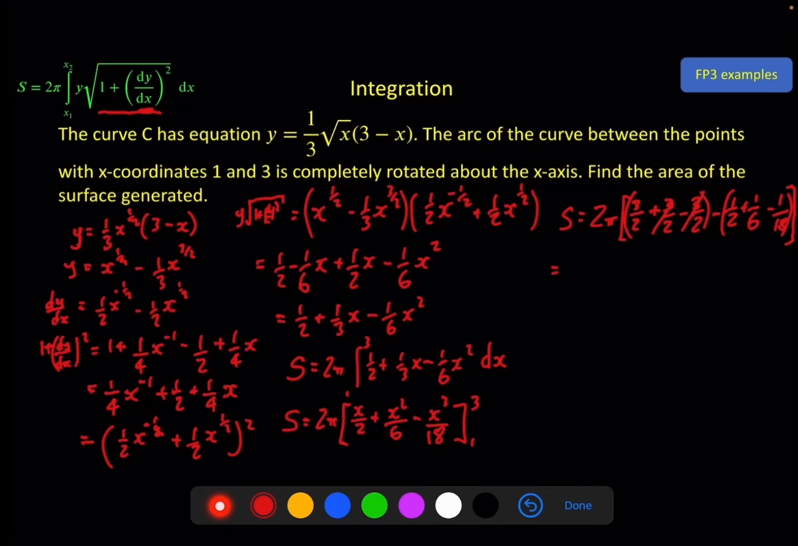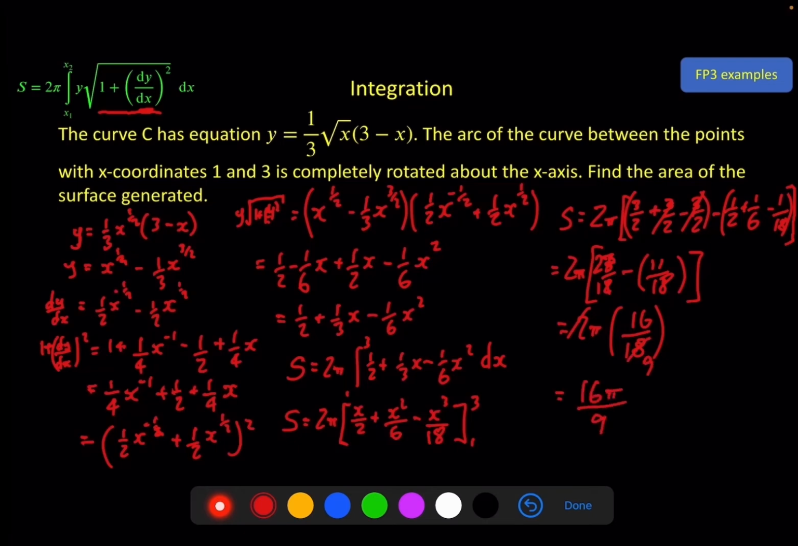Okay, that's gone, so that's 2 pi times 3 over 2 minus 1 over 2 is 9 over 18 plus 3, oh, stick all this on your calculator, 9, 10, 11, 12, 11 over 18. I hope that's right. Turn this into an 18, multiplied by 9, so that's 27. And we've got 16 over 18. Cancel the 2, should give us 16 pi over 9 as our final answer.